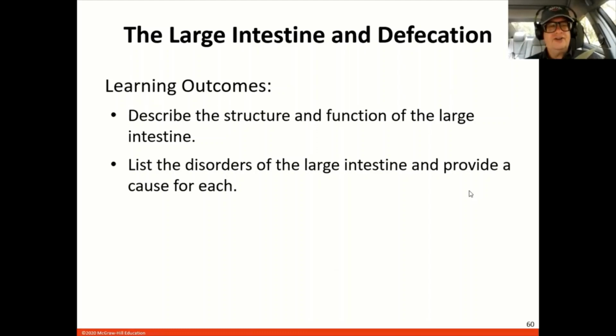The large intestine and defecation. I'm going to tell you right now, where it says structure and function of the large intestine. The large intestine, a little bit of B vitamin production, or sorry, I'll correct myself here. A little bit of vitamin production. I think it's B vitamin, and a lot of water absorption.